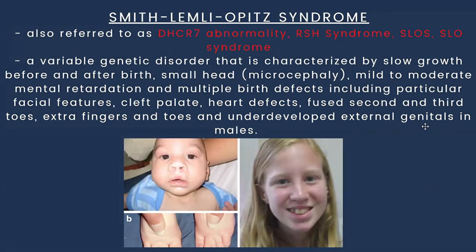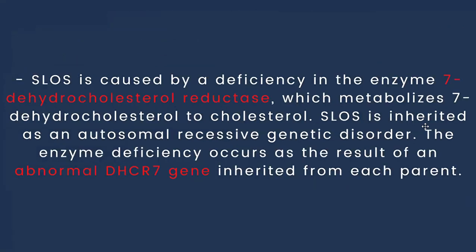So Smith-Lemli-Opitz syndrome, also referred to as the DHCR7 abnormality or RSH syndrome, is a variable genetic disorder characterized by slow growth before and after birth, small head or microcephaly, mild to moderate mental retardation, and multiple birth defects, including particular facial features, cleft palate, heart defects, fused second and third toes, extra fingers and toes, and underdeveloped external genitals in the males. So males are mostly affected in this kind of abnormality.